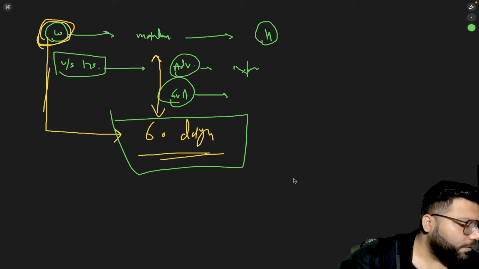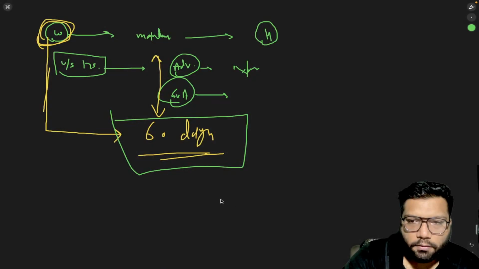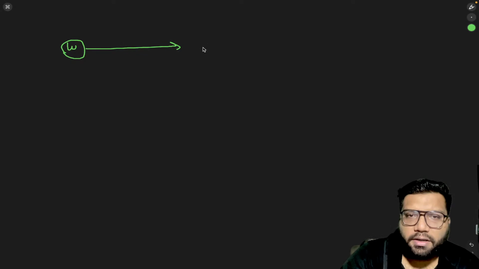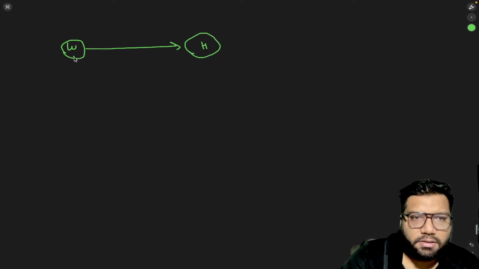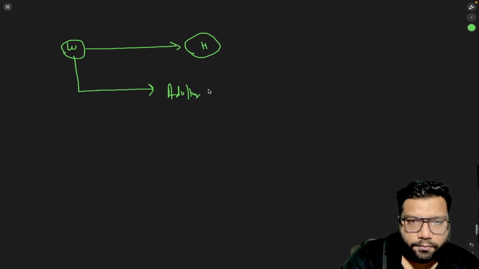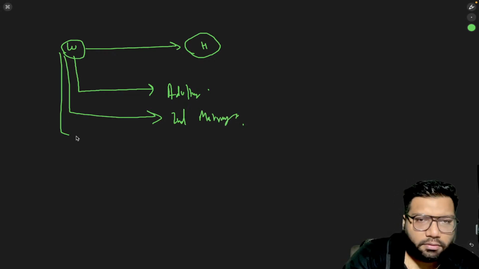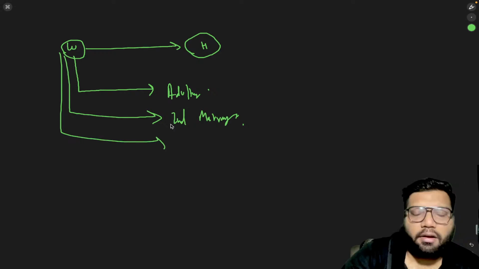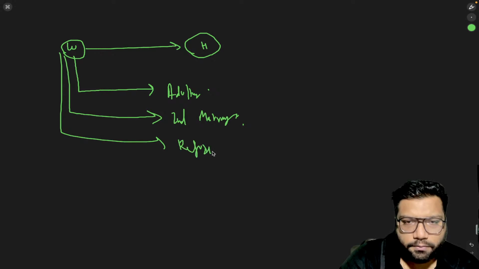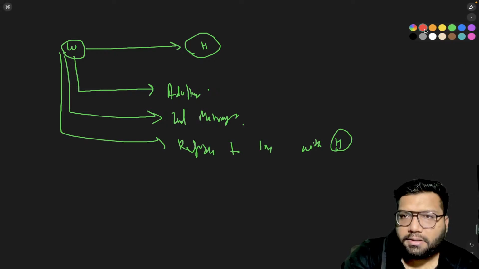Okay. Now coming to the next one. When it comes to the concept of wife, she is entitled to get maintenance from the husband. But what if she is accused of adultery? What if she opted for a second marriage? What if she refuses to live with the husband, and there is no reasonable cause as well? Okay. Let's understand all these 3 points one by one.